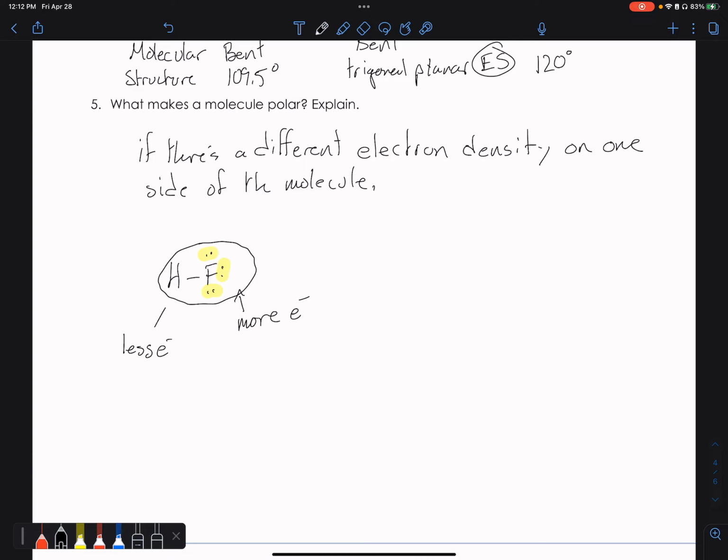For other things, I'll try and draw this. Let's do NH3. So this is going to have a trigonal pyramidal shape, and it has this lone pair here, and that lone pair is made of electrons. So this side is going to have less electrons. This side is going to have more electrons. And so that makes this polar. So there are poles that have differing electron densities.